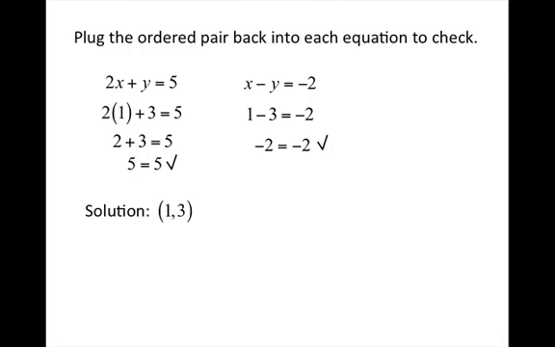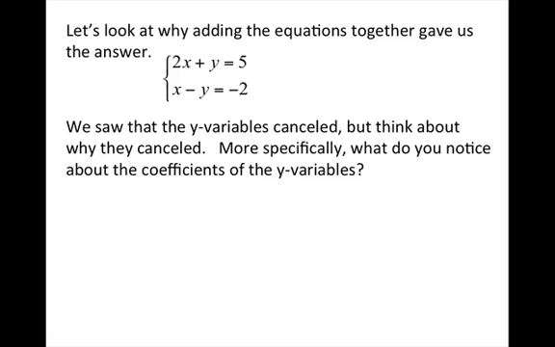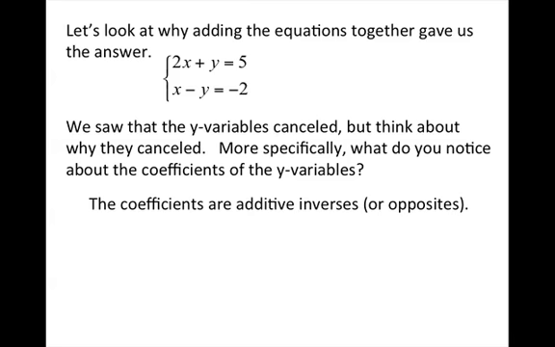Well, now let's look back at why adding the equations together gave us the answer. We saw the y variables canceled, but ask yourself why. Why did those cancel? And specifically, what do you notice about the coefficients? Well, in the first equation, the coefficient was a positive 1, and in the second equation, the coefficient was a negative 1. These are additive inverses or opposites. When I add opposites, they're going to cancel.